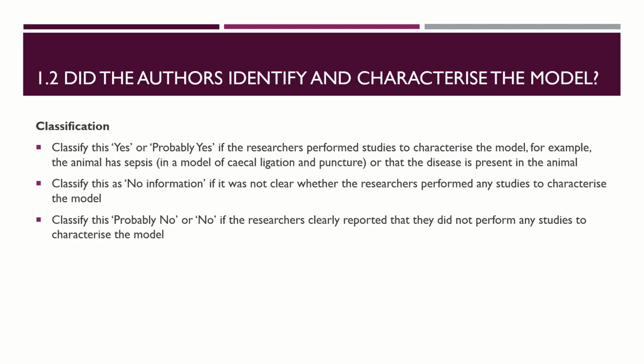So, classify this as yes or probably yes if the researchers performed studies to characterize the model. For example, the animal has sepsis in a model of cecal ligation and puncture, so they confirm sepsis, or that the disease is present in the animal. For example, in genetic inheritance studies, you confirm that the disease is present in the animal, or the gene has been inherited reliably in the animal. Classify this as no information if it was not clear whether the researchers performed any studies to characterize the model. Classify this as probably no or no if the researchers clearly reported that they did not perform any studies to characterize the model.